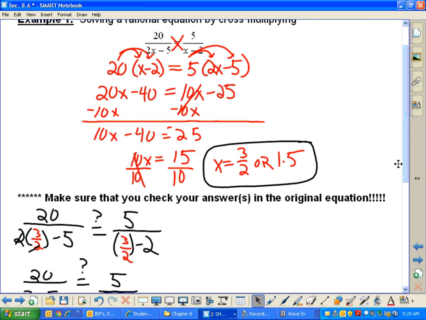Can you take the square root of a negative number? So, very good, you can't take the square root of a negative number, which means you have to check for extraneous solutions in what type of equation?